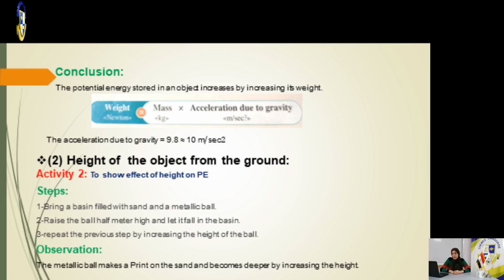The second factor affecting the potential energy is the height from the ground. We have a small activity. We will have a basin filled with sand and some metallic balls. We will raise one ball half a meter high and let it fall in the basin. Then I repeat the previous step by increasing the height of the ball. Observation: the metallic ball makes a print on the sand that becomes deeper by increasing the height. Slide number 10.